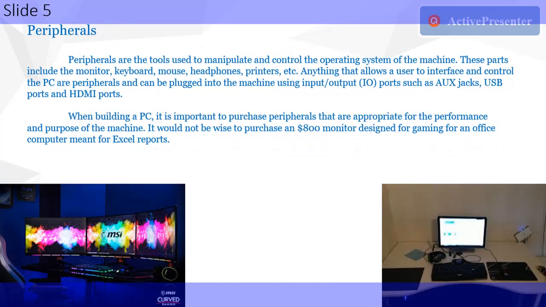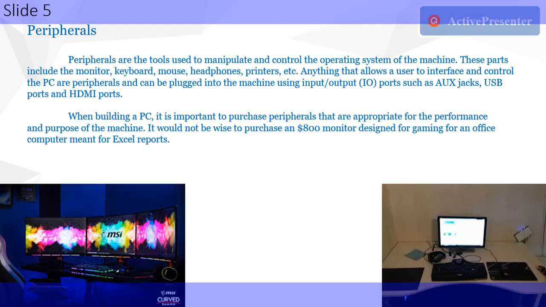Peripherals are the tools used to manipulate and control the operating system of the machine. These parts include the monitor, keyboard, mouse, headphones, printers, etc. Anything that allows the user to interface and control the PC are peripherals and can be plugged into the machine using input I/O ports such as aux jacks, USB ports, and HDMI ports.